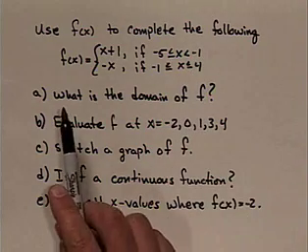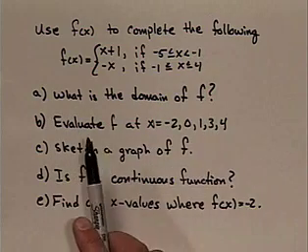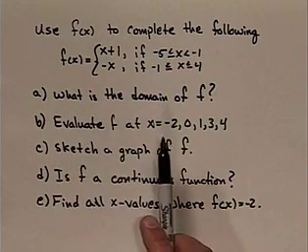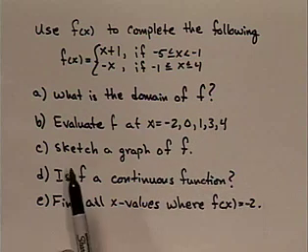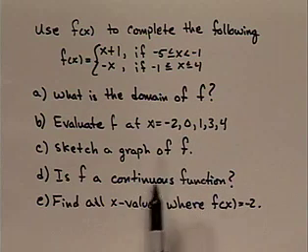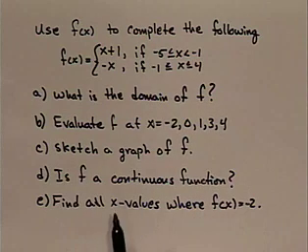Here's what we're asked to do. We're asked what is the domain of f, to evaluate f at x equal -2, 0, 1, 3, and 4, to sketch a graph of f, is f a continuous function, and find all x values where f of x is equal to -2. So we'll start with part A.